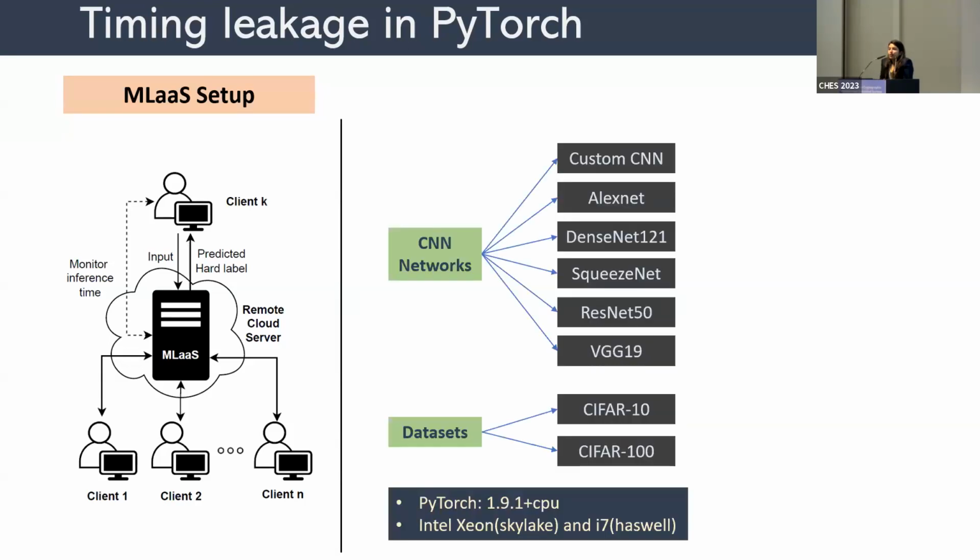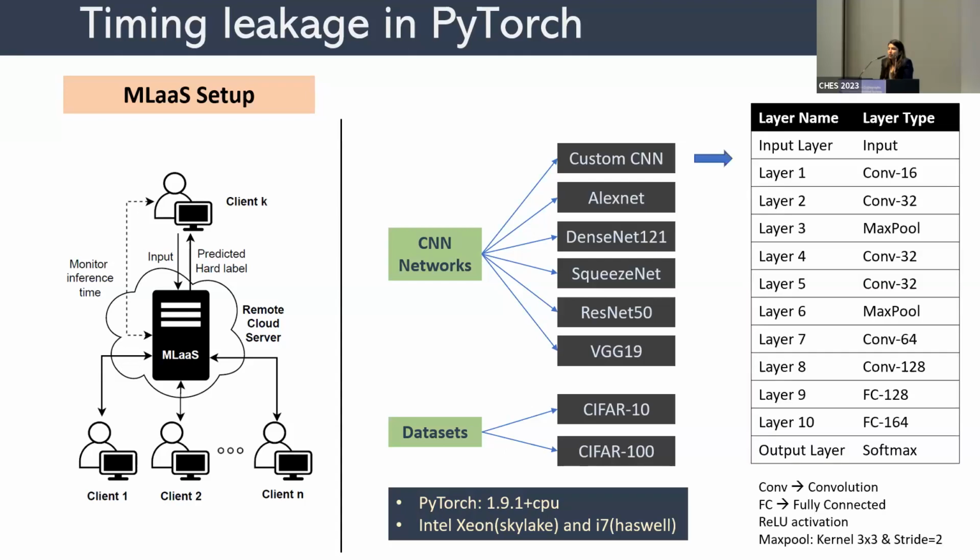Also, we have done all our experiments on standard CNN models and the standard datasets CIFAR-10 and CIFAR-100. For our initial experiments, we used a custom CNN model. So here's the architecture for that. For PyTorch, we have used the PyTorch 1.9.1 CPU version. And for the systems, we have used one server-side Intel Xeon system and one client-side i7 system.